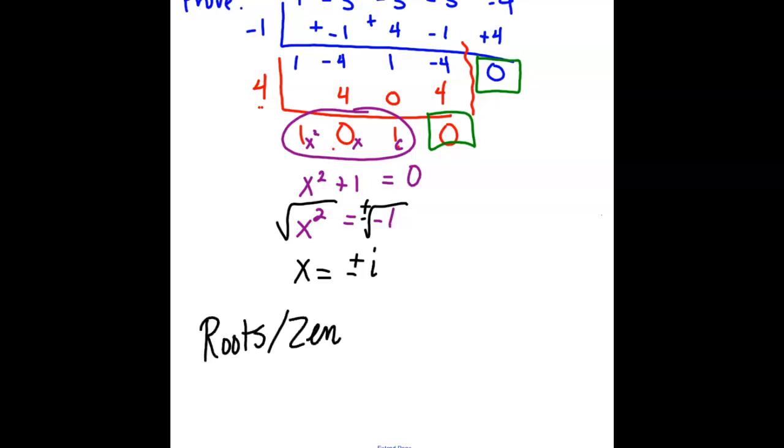So of my 4 roots, or zeros, same thing, solutions, all of it means the same thing. We had 2 real ones. We had a negative 1 and a positive 4 that we saw on the calculator and that we proved here synthetically. And then we also have the 2 imaginary ones, the positive and the negative i.